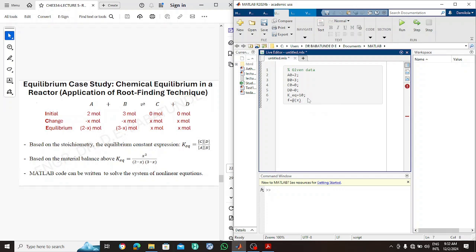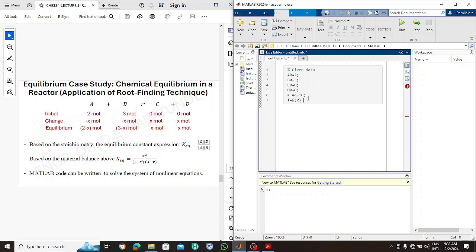So if we want to make that equilibrium equation equal to 0, what will it look like? That equation, K equilibrium, is equal to x squared divided by (2 minus x) into (3 minus x). We want to make it equal to 0. You bring one side to the other side. So I'm bringing what is on the right hand side to the left hand side. Another might choose to bring what is on the left hand side to the right hand side. We will still get to the same place.